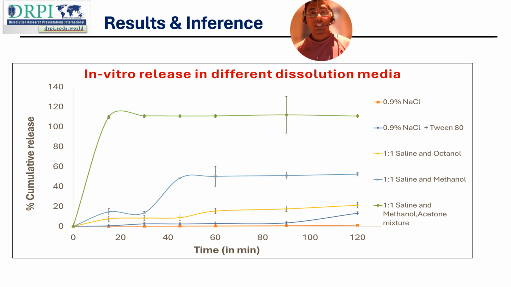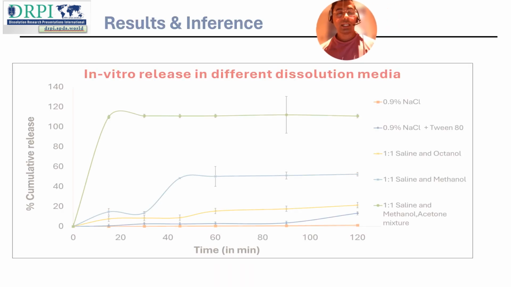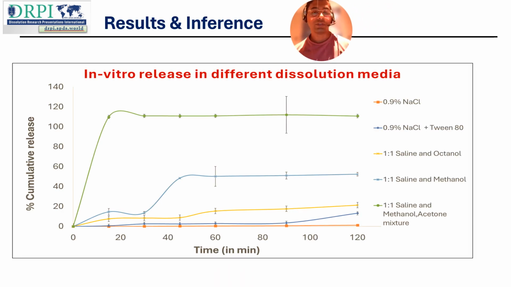Then we further studied other dissolution medias, one of them being an organic phase with a mixture of 4:1 parts of methanol to acetone. The rationale behind selecting this mixture of organic solvents was a study conducted by Tao et al., whereby through thermodynamic correlation and also through a practical approach, we obtained that when methanol and acetone are mixed in the ratio of 4:1, we get a higher solubility for pioglitazone. The same rationale was used, and when we did our study, we got a complete 100% release within a period of 15 to 20 minutes.